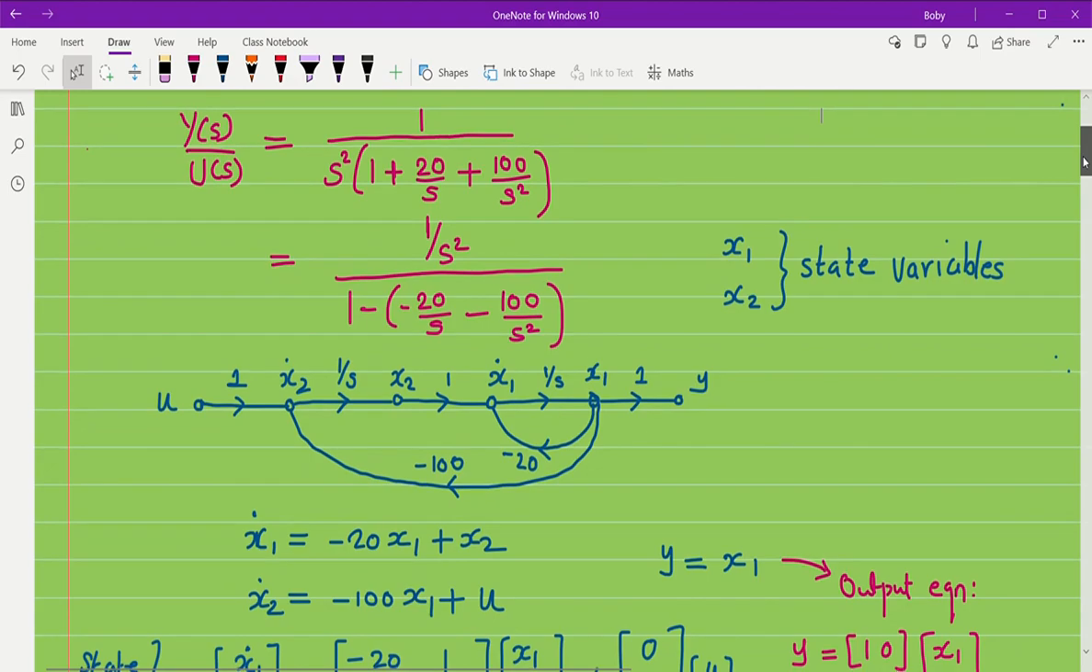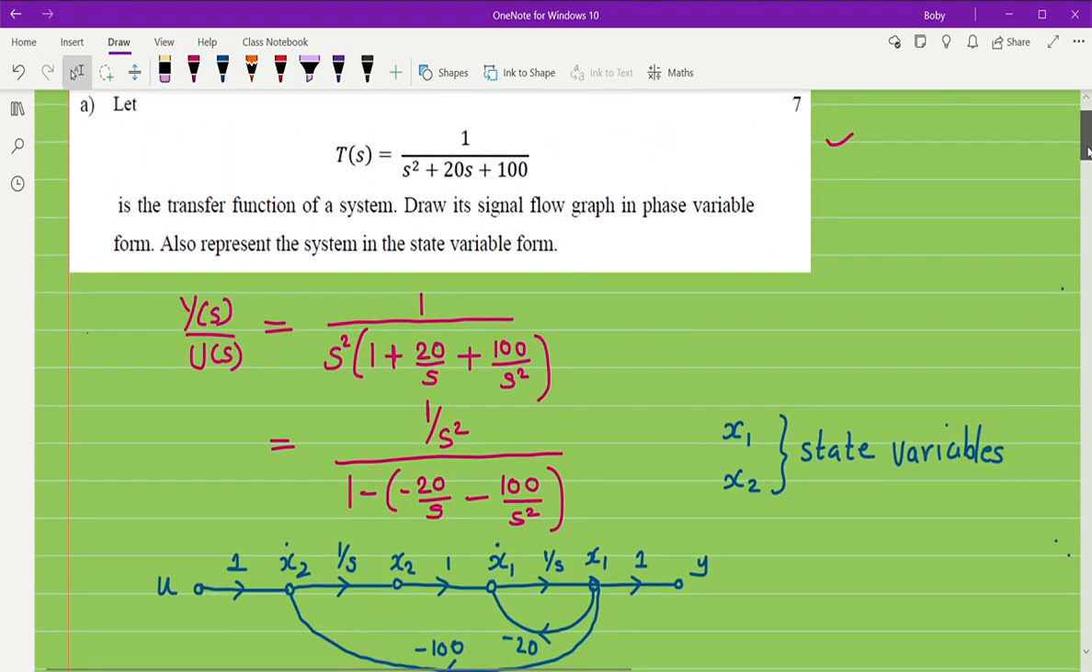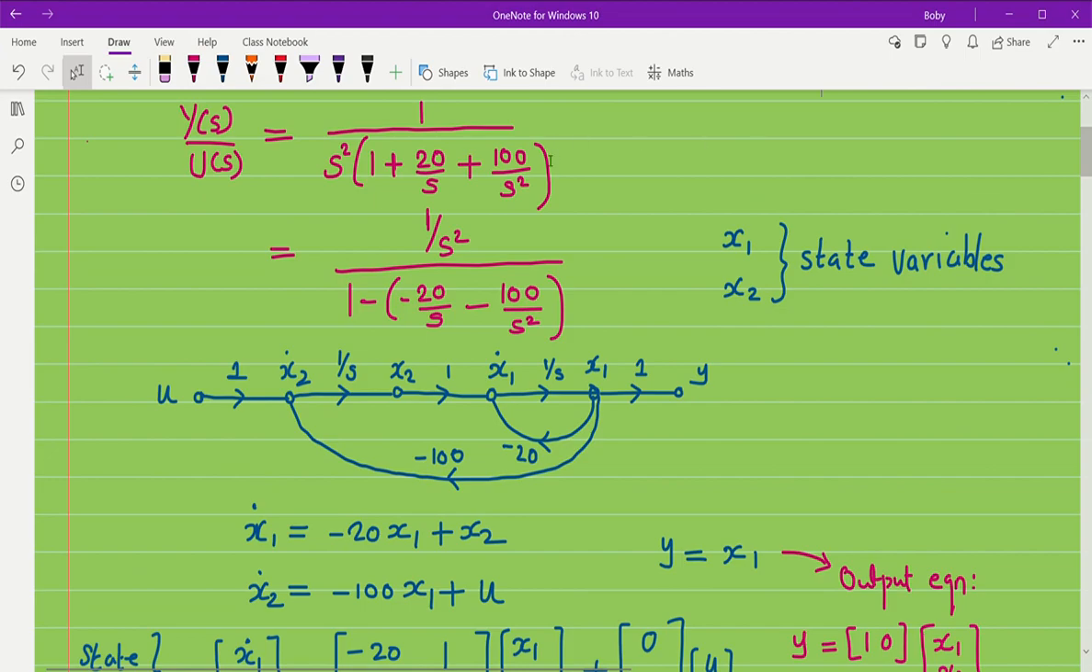So if we want to draw the signal flow graph, first of all we have to modify the transfer function. The transfer function given to us is 1 by s square plus 20s plus 100. In the denominator we take s square outside, so it becomes s square into 1 plus 20 by s plus 100 by s square. This s square goes to the numerator, so it becomes 1 by s square. The denominator we modify as 1 minus minus 20 by s minus 100 by s square.